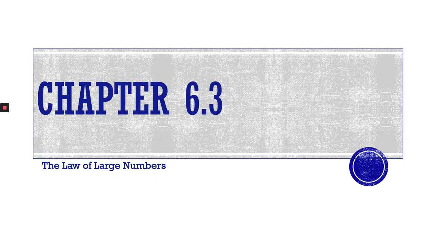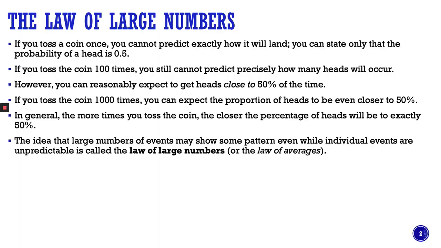So here we're going to talk about the law of large numbers in statistics. If you toss a coin once, you cannot predict exactly how it will land. You can state only that the probability of a head is 0.5 because it has a 50% chance of landing on a head or a tail.